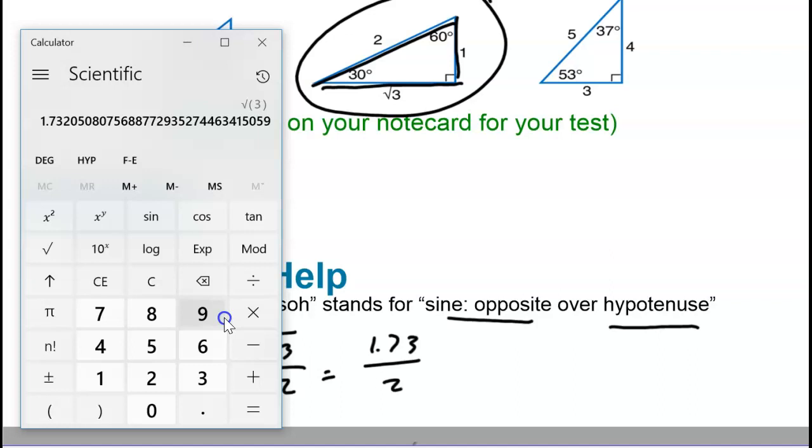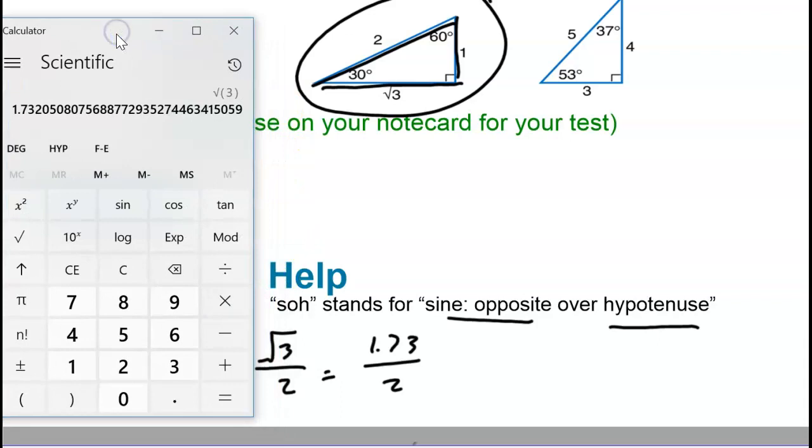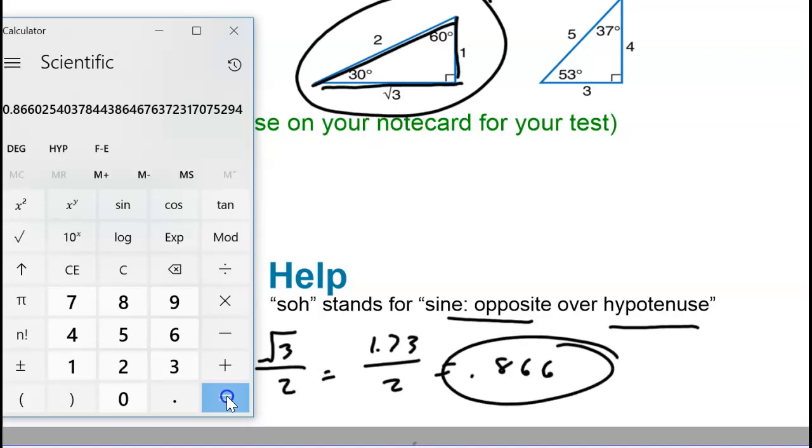But I don't mind redoing it because it might not be in the other videos if you haven't watched those, so that's why I kind of redo it on these. And 1.73 divided by 2 equals 0.866. There you go. And again, no value or no unit is attached to that.